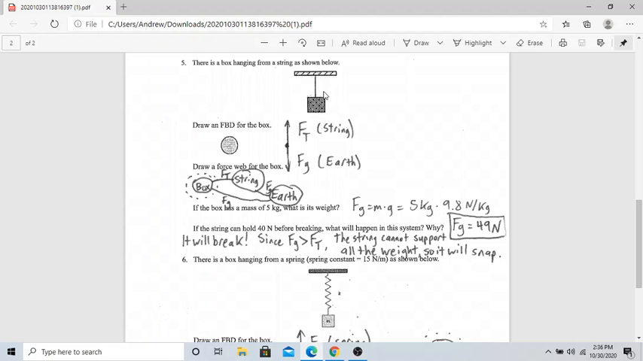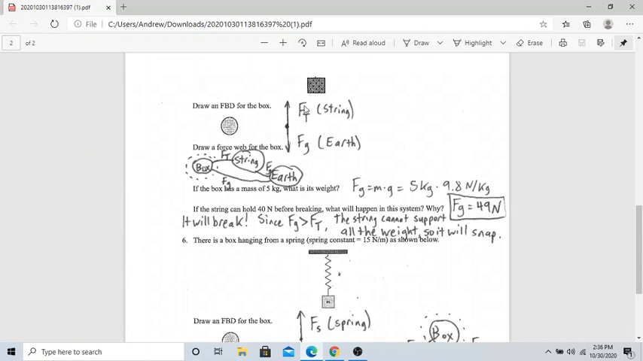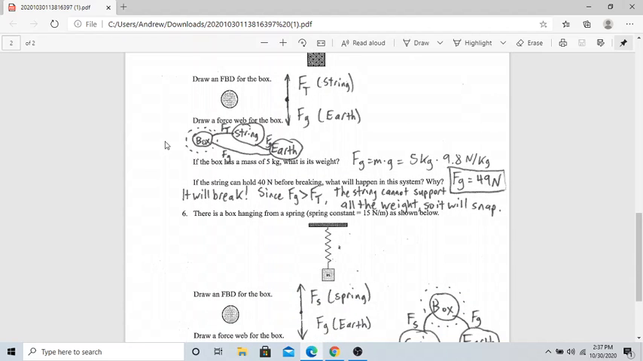So, if I'm looking at this, this question sounds exactly like the question up here. Again, FBD: it's hanging at rest. It's got gravity trying to pull it down, and the only thing keeping it up is the string. So I've got an FT going up, FG going down. Now, the next piece says draw a force web for the box.